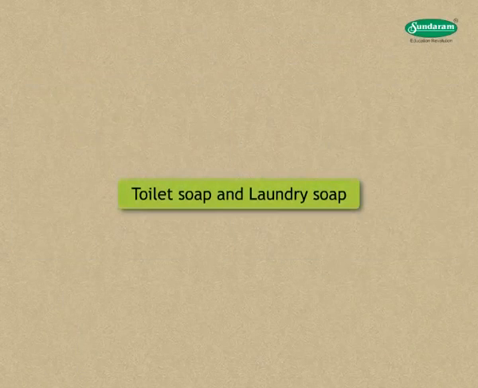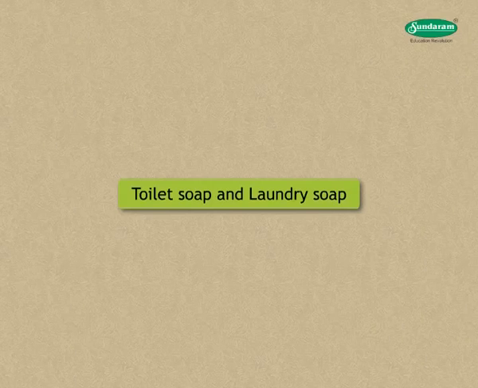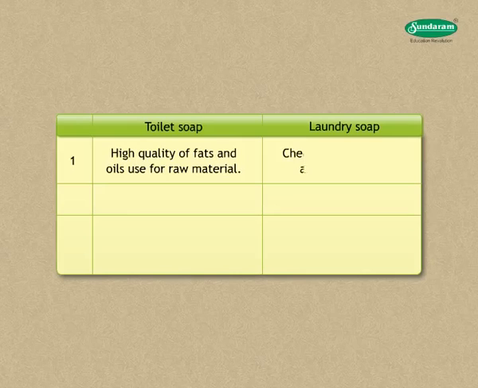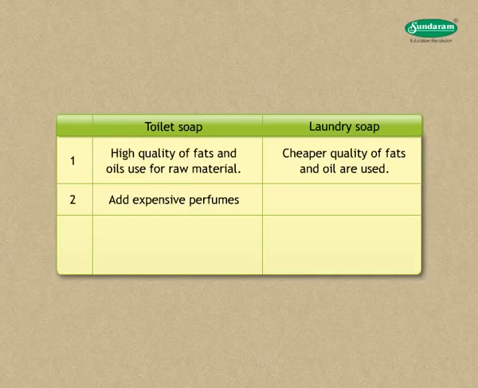Let us look at the difference between toilet soap and laundry soap. High quality fats and oils are used as raw material in toilet soaps. Cheaper quality fats and oils are used in laundry soaps. In toilet soaps, expensive perfumes are added. In laundry soaps, cheaper perfumes are added.